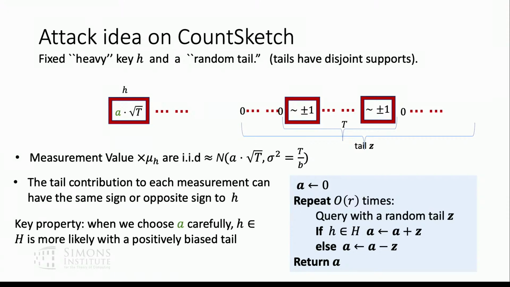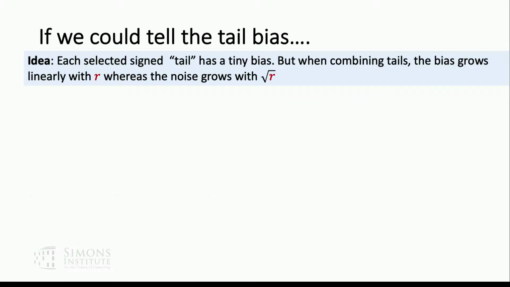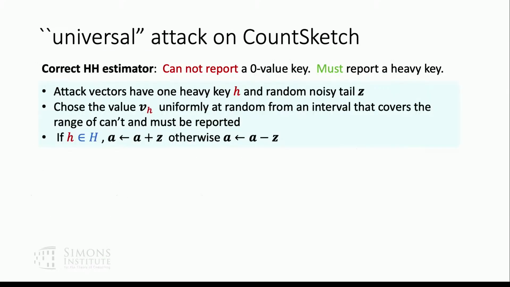I think I'm almost out of time. You combine all these tails with these signs, and the idea is that the bias adds up. A tail that is reported heavy is slightly more likely to be biased in a certain way. Okay, there's no time.